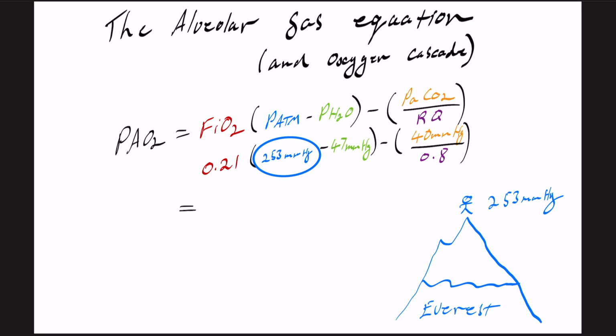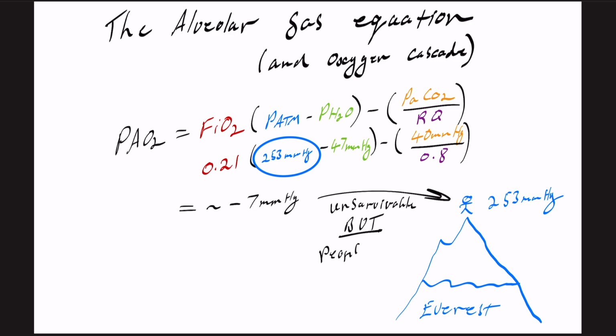And then if you were to minus the 50 from the CO2 that's in our blood, you're actually going to be around -7 millimeters of mercury. So it's essentially unsurvivable. But people do survive. So you have to ask, well, how do they survive?